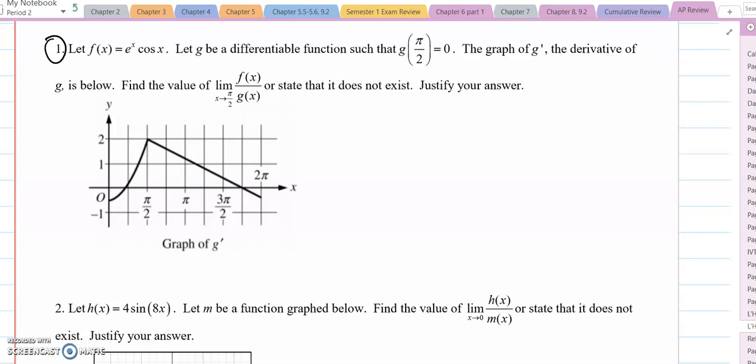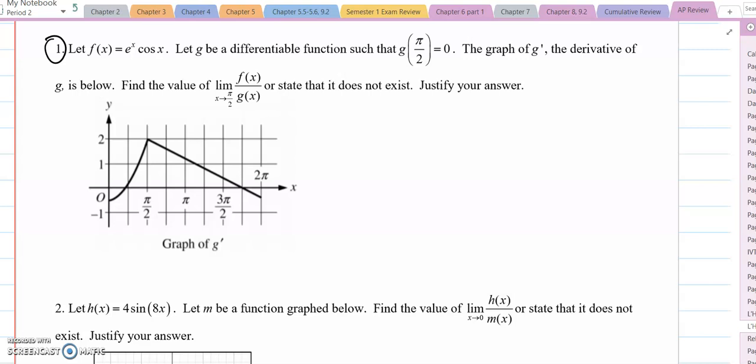So number 1, let f be equal to e to the x cosine x. Let g be a differentiable function so that g of pi over 2 equals 0. The graph of g prime, the derivative of g, is below. Find the value of the limit as x goes to pi over 2 of f over g, or state that it does not exist, and justify your answer.